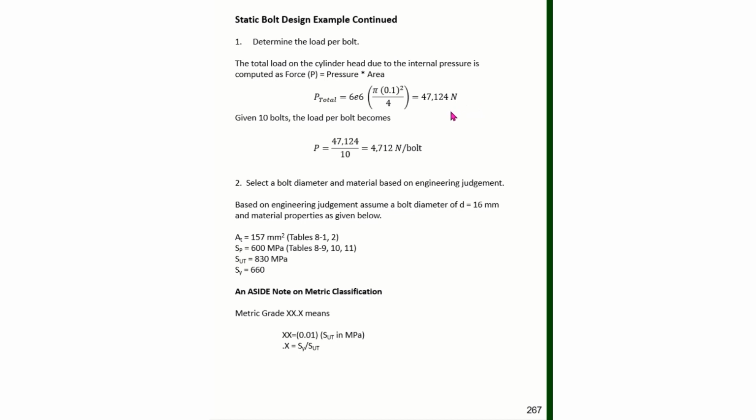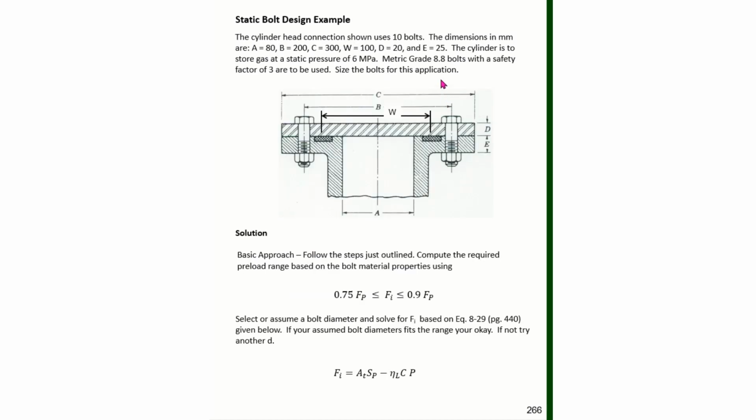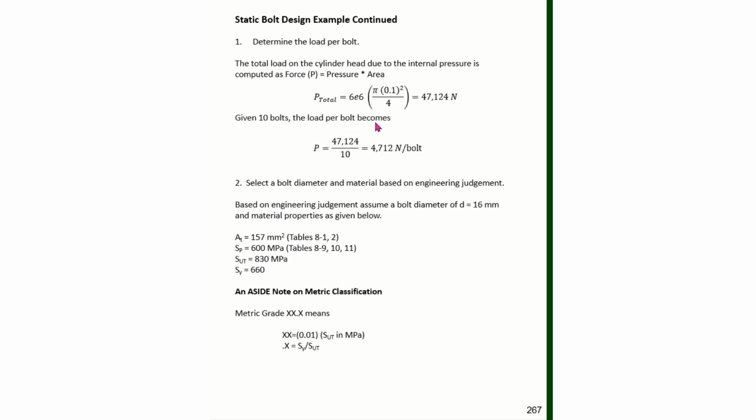Now we're given that we have 10 bolts, so we're going to use 10 bolts on this cylinder head, and so the load per bolt is the 47,000 divided by 10, which gives us 4,000 newtons per bolt. Now we need to select a bolt diameter and material based on engineering judgment. And based on engineering judgment, we'll assume a bolt diameter of D equal to 16 millimeters.